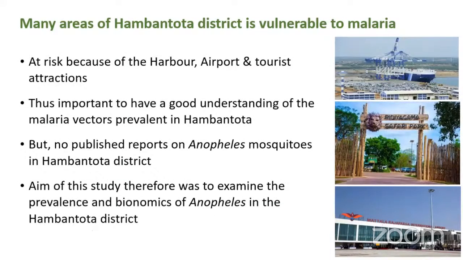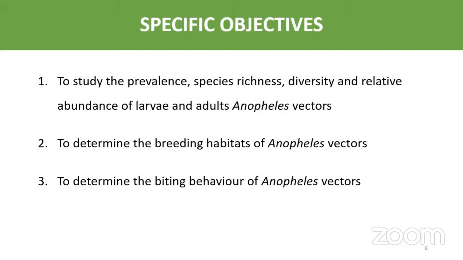The Hambantota district is highly vulnerable to malaria, with the presence of a harbour, an airport, and many tourist attractions. With this importation risk of malaria, it is crucial to understand the vector bionomics in the district, but there is no published evidence on bionomics of Anopheles vectors in the Hambantota district. Hence, the aim of this study was to examine the prevalence and bionomics of Anopheles in the Hambantota district. There were three specific objectives. First is to study the prevalence, species richness, diversity and relative abundance of larvae and adults of Anopheles vectors, to determine the breeding habitats of Anopheles vectors, and to determine the biting behavior of Anopheles vectors.